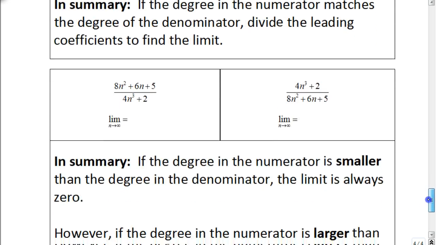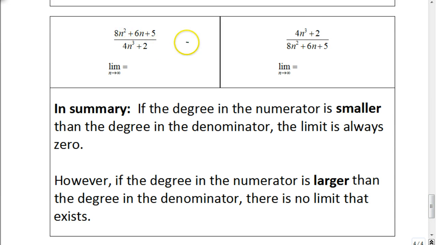Like what if we have situations like we have here, where we have a degree of 2 and a degree of 3, or 3 and 2? Well, if the degree in the numerator is smaller than what we have in the denominator, the limit is always just 0. So again, it doesn't matter what the leading coefficients are. If the degree is smaller in the numerator than what we have in the denominator, your answer is always 0. If the degree is bigger in the numerator than what we have in the denominator, your answer is going to be that no limit exists. So that would be your answer.